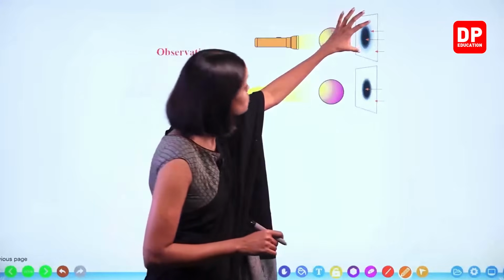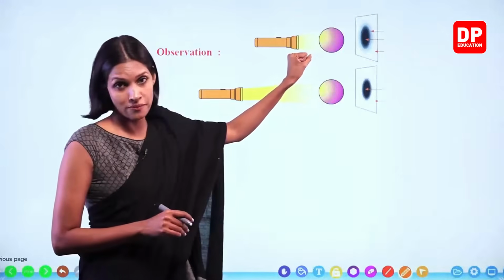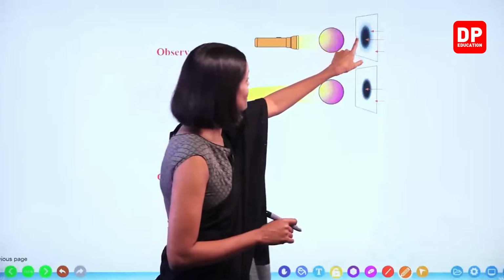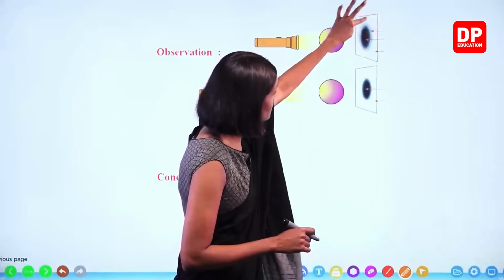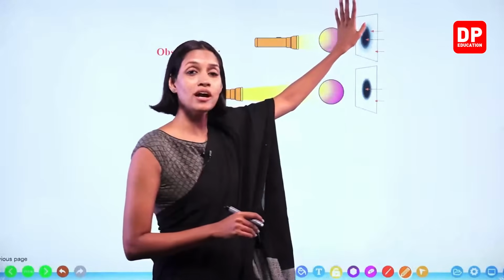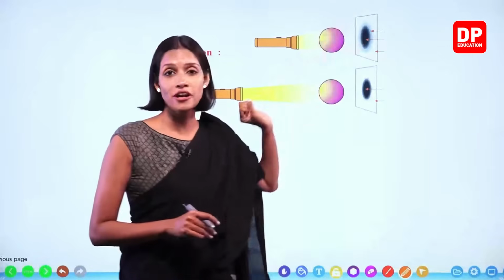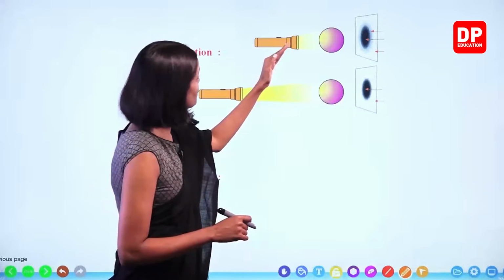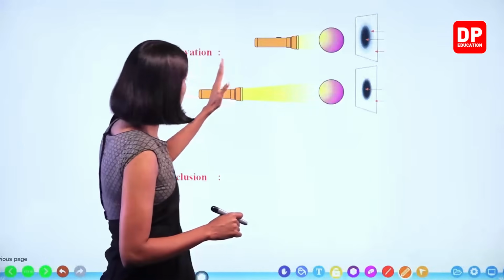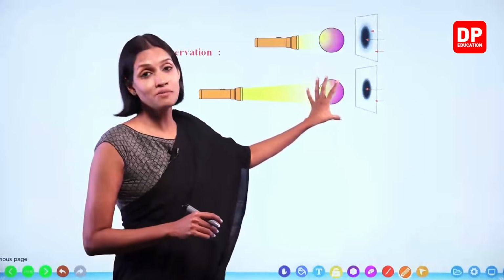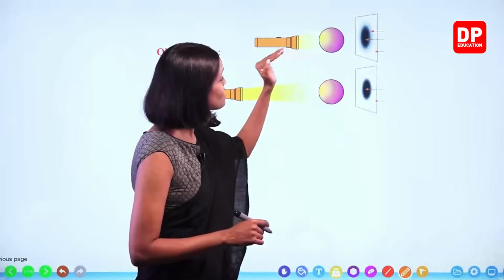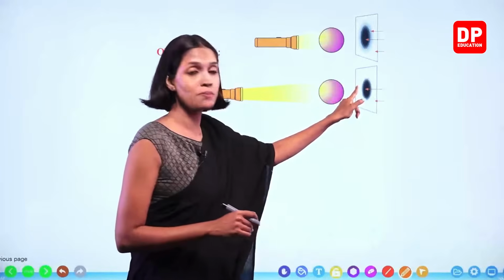So this lighter shadow is known as penumbra. Okay. So the middle, that darker shadow is known as umbra. The lighter shadow that is present around the dark part, or the umbra, is known as penumbra. So then what did we do? We increased the distance between the torch and the ball, which means the source of light and the ball. Here what happens, children? We could observe a very sharp umbra.